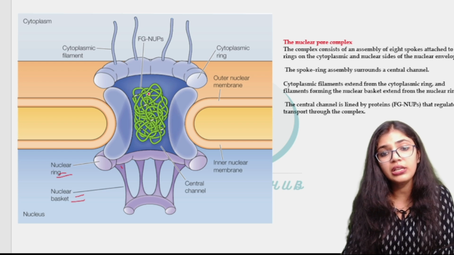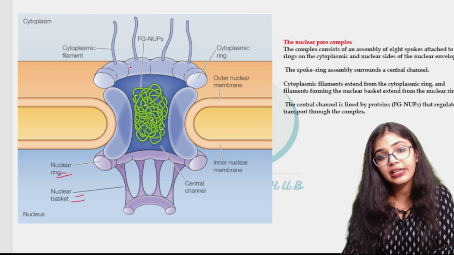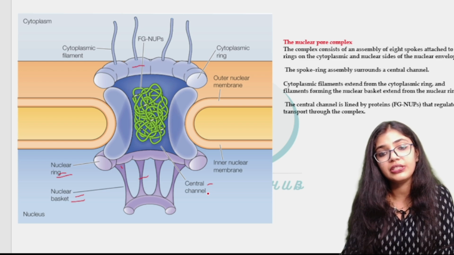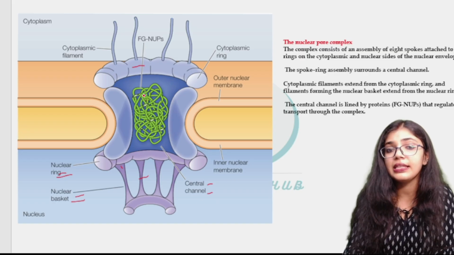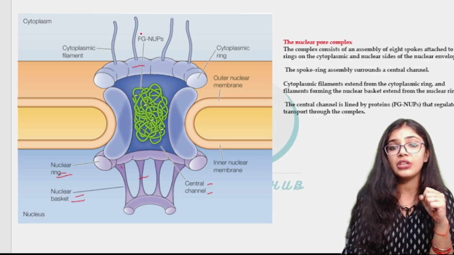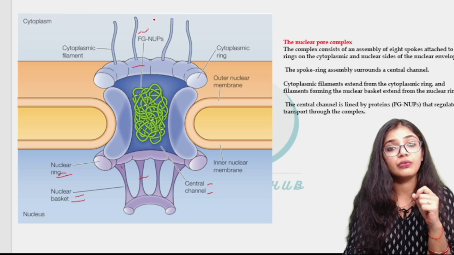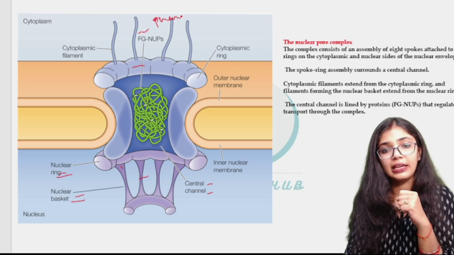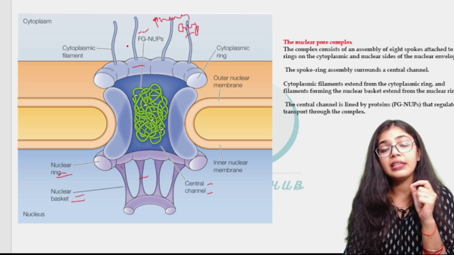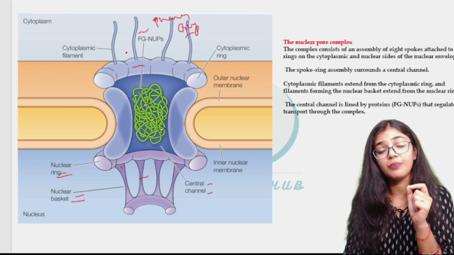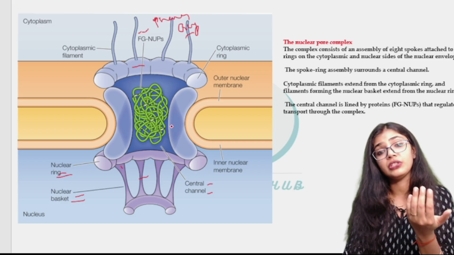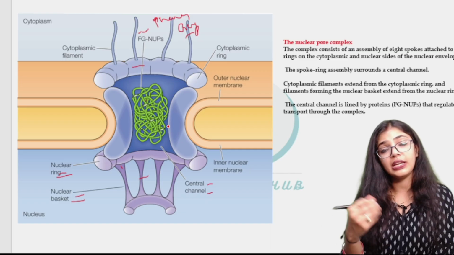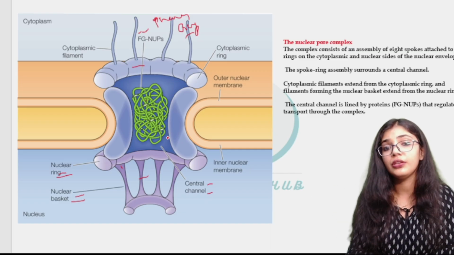And centrally, for connecting these two, there is the central channel. These are the central channels. Inside this there are certain amino acids known as FG, which stands for phenylalanine and glycine. These phenylalanine and glycine residues are responsible for the transfer of proteins that need to go inside the nucleus or go outside the nucleus.